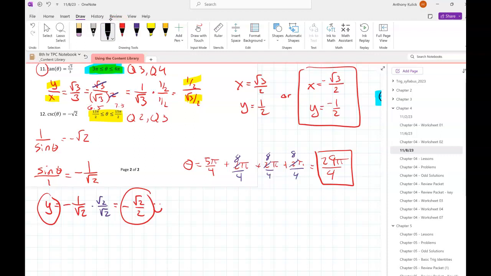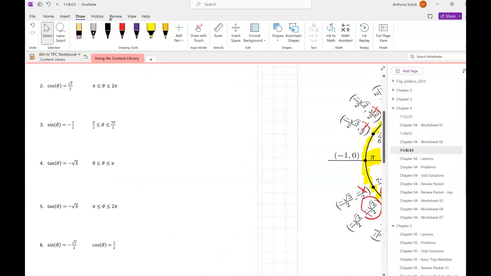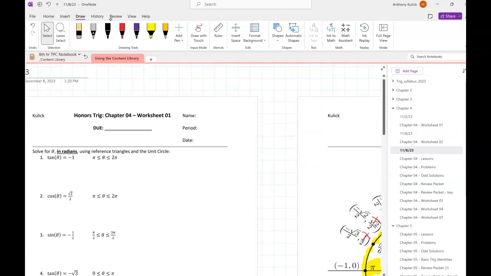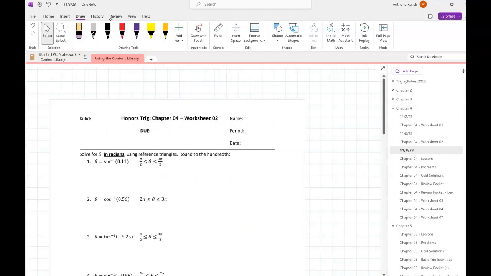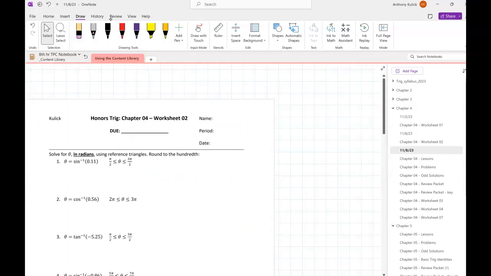Should we talk about worksheet 2? Yes, please. Okay. Where should we start here? Number 1. Okay.